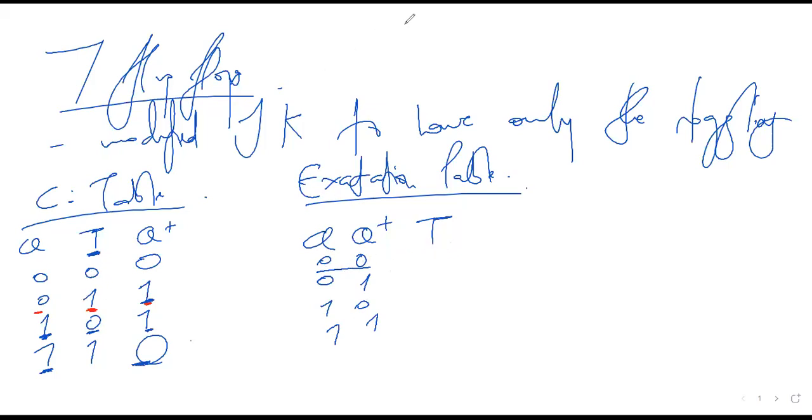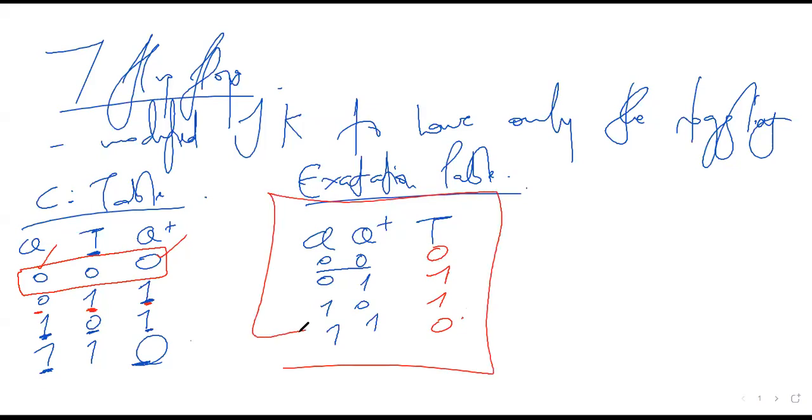You go and look at your characteristics table. From my characteristics table, if I want to go from 0 to 0 here, what is my T? My T is 0. And if I go from 0 to 1, it's 1. 1 to 0 is 1. 1 to 1 is 0. This is how I come up with my excitation table.